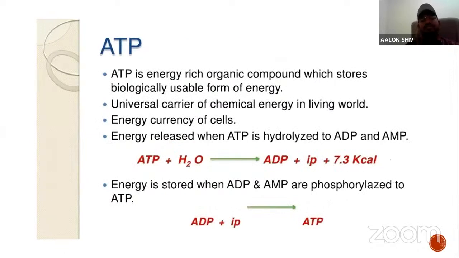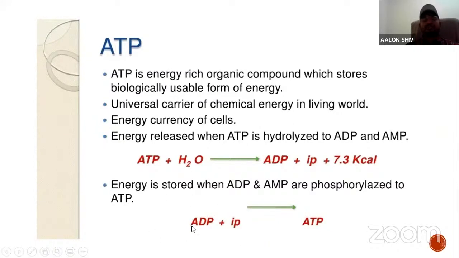So ATP, we have seen, is adenosine triphosphate. It is the energy currency for us, and it stores the biologically usable form of energy. So how is energy released? When this energy currency ATP is hydrolyzed, it produces 7.3 kilocalorie energy. So this is also important: one ATP molecule upon its hydrolysis produces 7.3 kilocalories of energy.